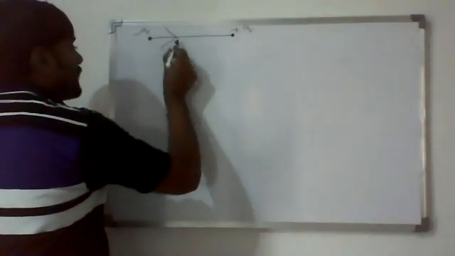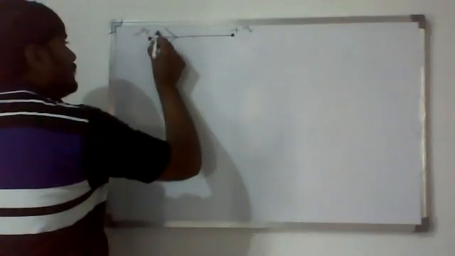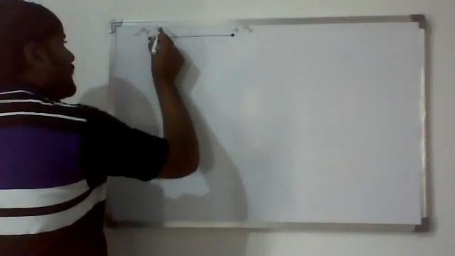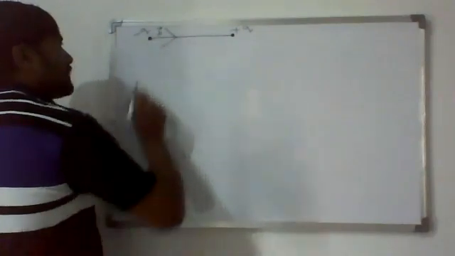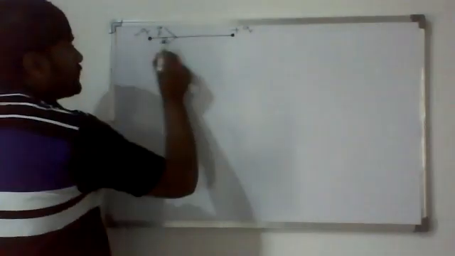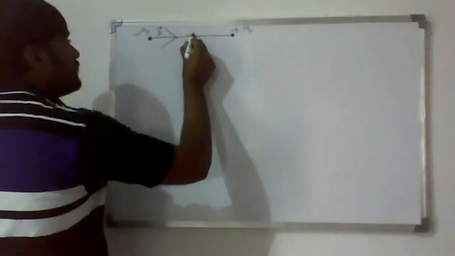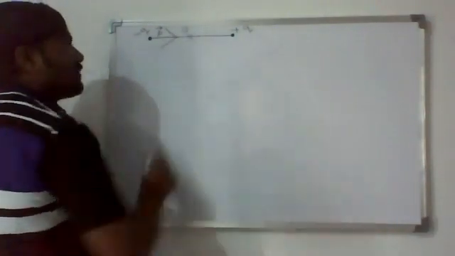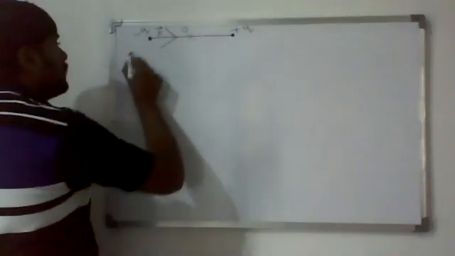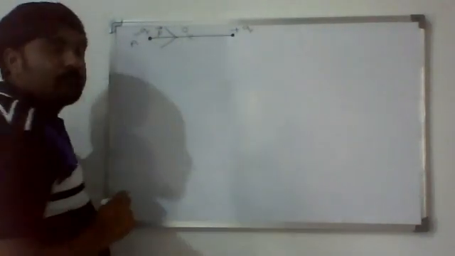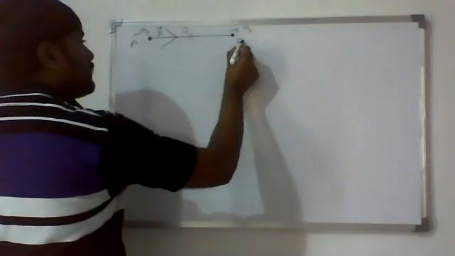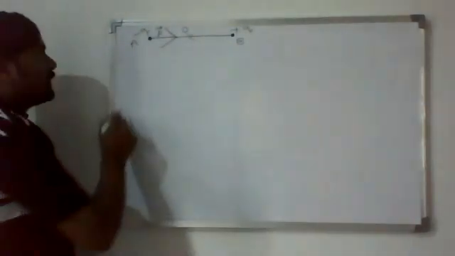The direction of the dipole axis is also the direction of the dipole moment. Both are the same, from negative charge to positive charge. And this is the center of the electric dipole. So A is the location of minus Q, B is the location of plus Q.